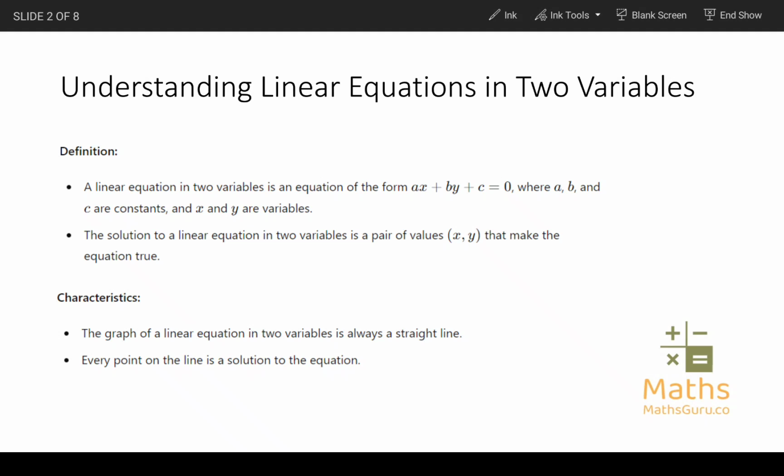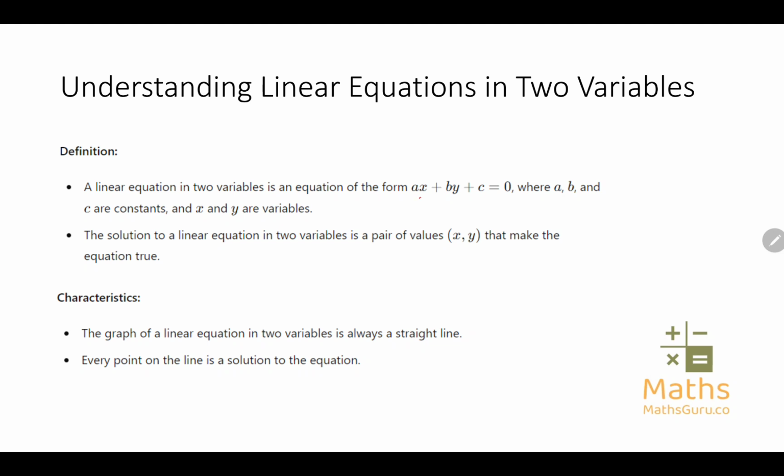First, let's see the definition of a linear equation with two variables. It will always be in the form ax plus by plus c, where a, b and c are constants and x, y are the two variables of this linear equation. Since it's two variables, the solution will always be a pair of points. On the graph, it will always form a straight line, and all the points on this line would be the solution for this equation.